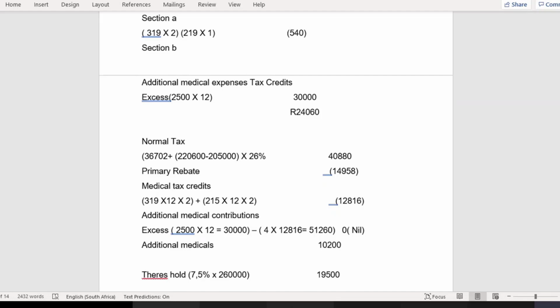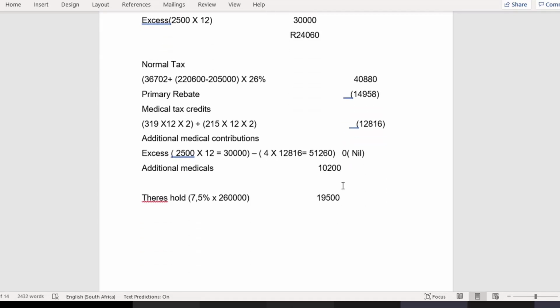And how much will your net normal tax be? Your net normal tax would come from this: it's 40,880, you minus 14,958, and then you minus your 12,816. So how much is the normal tax? Let me do it for you quickly. Say net normal tax, and we're going to have whatever figure you get.